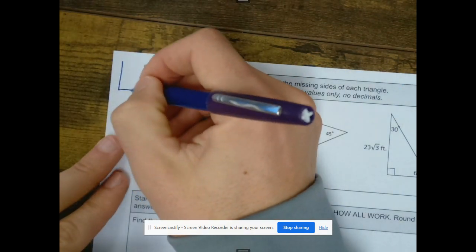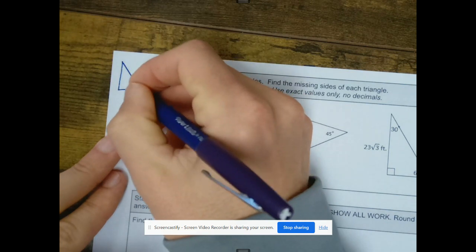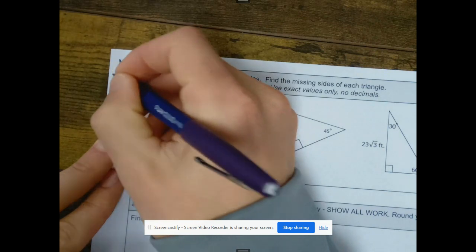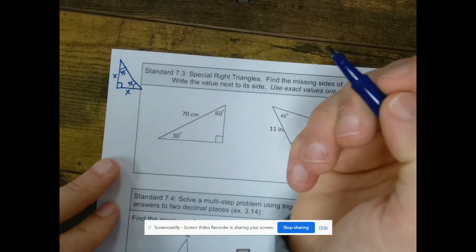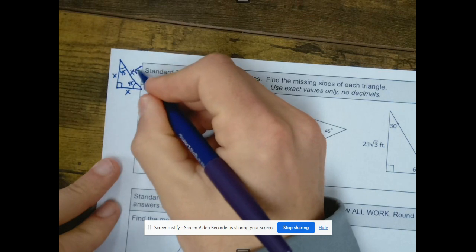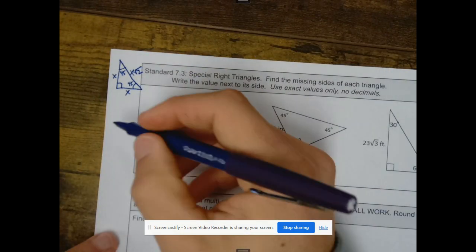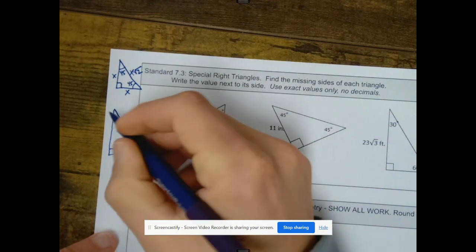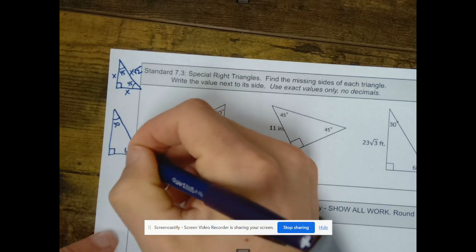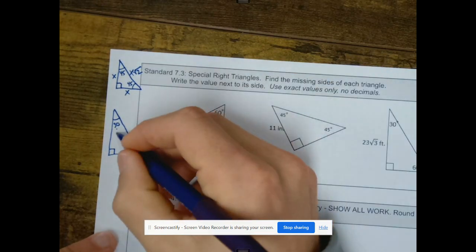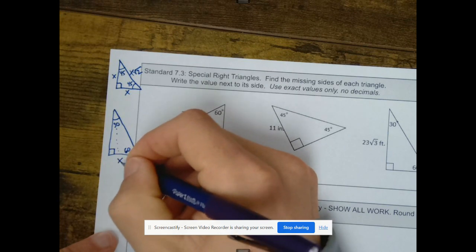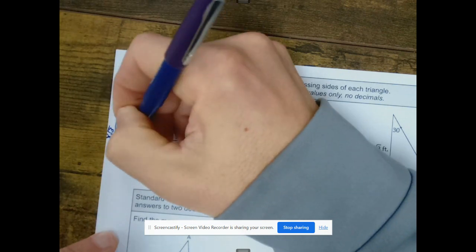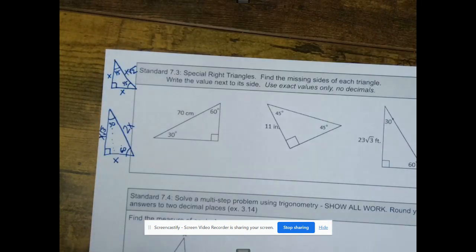2 triangles. First one, 45, 45, 90 triangle. This is the x. The 2 legs are the same. And the hypotenuse is the leg times the square root of 2. So there's one. The other one I might recommend writing down is the 30, 60, 90 triangle. Now in this one, the side opposite 30 is x. The side opposite 60 is x times the square root of 3. The hypotenuse is 2x, double the short leg.